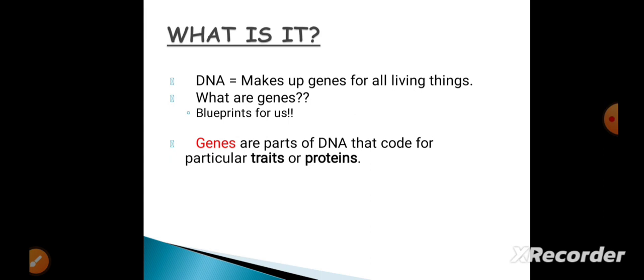protein, because as per the central dogma, DNA produces RNA and RNA produces protein. This is the entire process of central dogma. So genes are the parts of DNA that code for a particular trait or protein, and are responsible for the genetic information which is carried or transferred from parents to offspring.